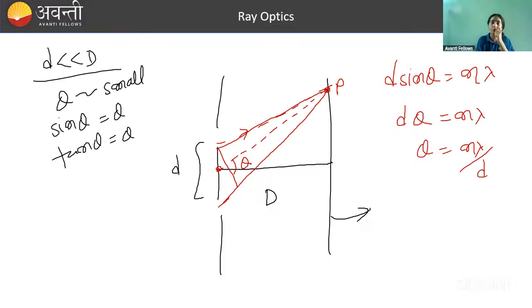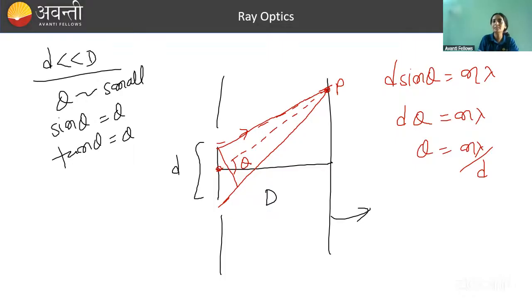अब तुमसे क्वेश्चन ये पूछता है, what is the angular position? Remember, what is the angular position of first maxima? तो एंगुलर पोजीशन ऑफ फर्स्ट मैक्सिमा क्या हो जाएगा? n का वैल्यू 1 रखोगे आप, lambda by small d. What is the angular position of second maxima? 2 lambda by d. Third maxima, 3 lambda by d.